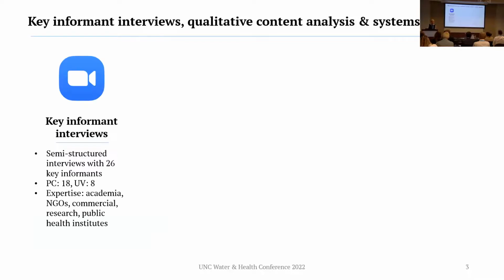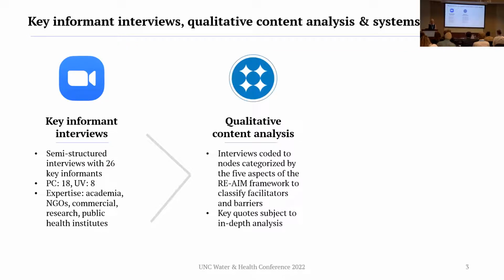To do the research, I first did 26 interviews with stakeholders from academia, NGOs, public health institutes, and other research institutes. The people I interviewed were mainly from high-income countries, but the projects they were working on were mainly in low and middle-income countries, ranging from Africa and Southeast Asia to Central America. With those interviews, I did qualitative content analysis.